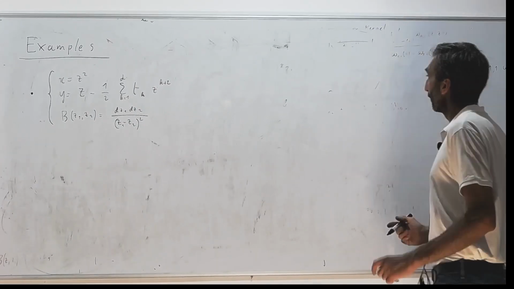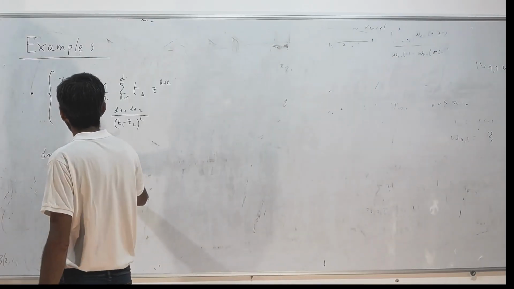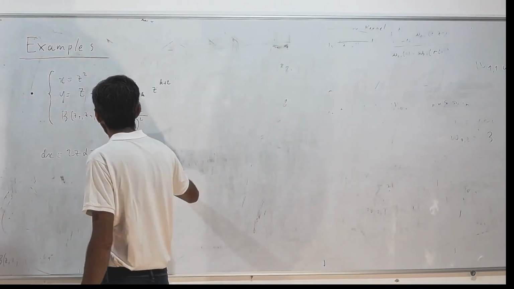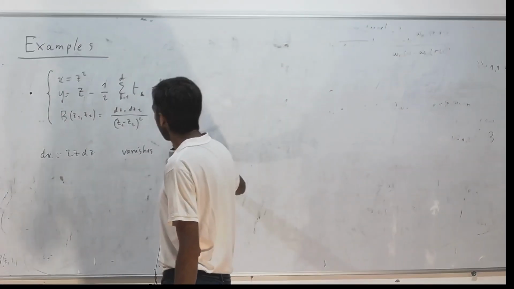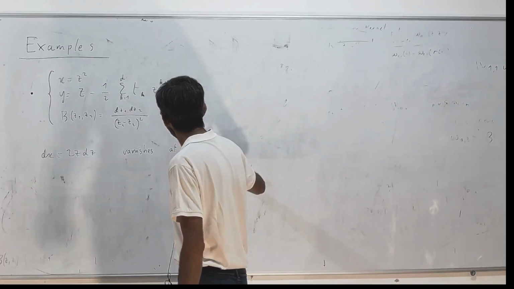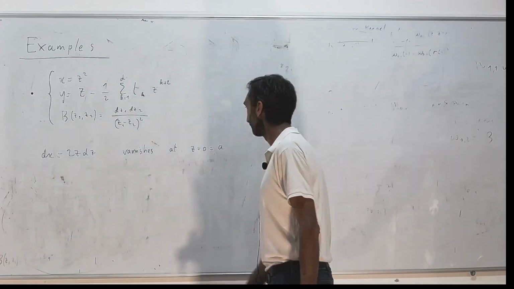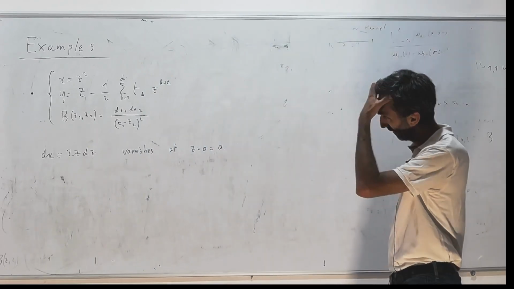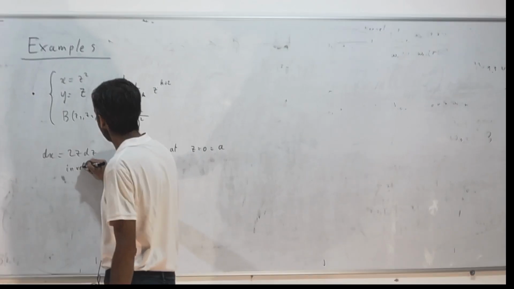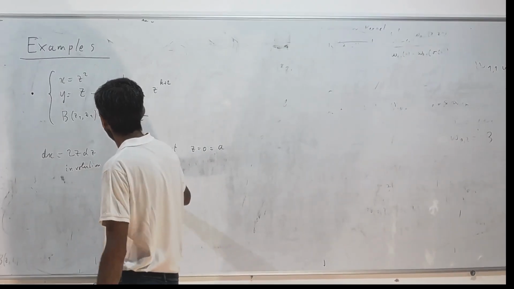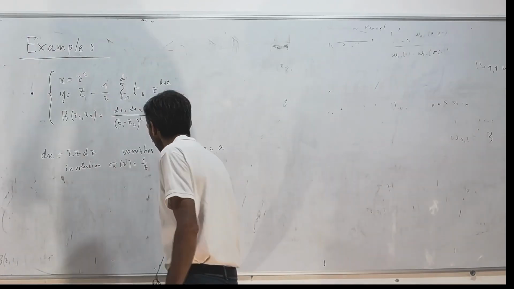So first, in this example, let me compute dx. dx is 2z dz. It vanishes at only one point, which is the ramification point, at z equals 0, which I will call a. The involution sigma_a of z is minus z.